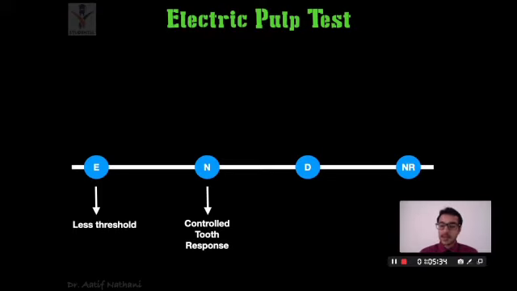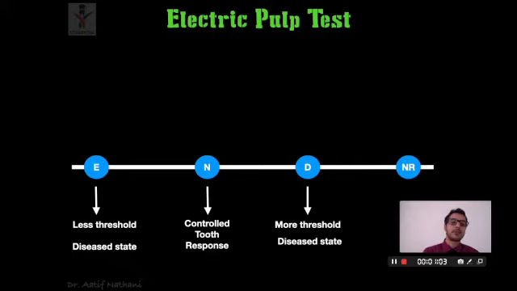Early response means less threshold is required for the same amount of pain to be induced in the affected tooth. That might indicate a diseased state. If more threshold is required for the same amount of pain that was induced in the control tooth, that is also an indication towards a diseased state. If there is no response even after a higher threshold of the electric pulp tester, then you can say that there is no response, or that the pulp might be dead.